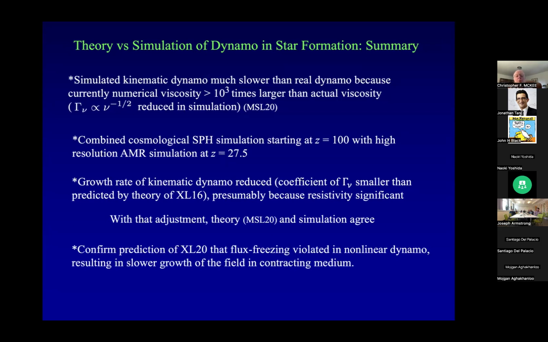So we confirmed the prediction of Shu and Lazarian that flux freezing is violated in the nonlinear dynamo, which resulted in a slower growth of the field in a contracting medium.